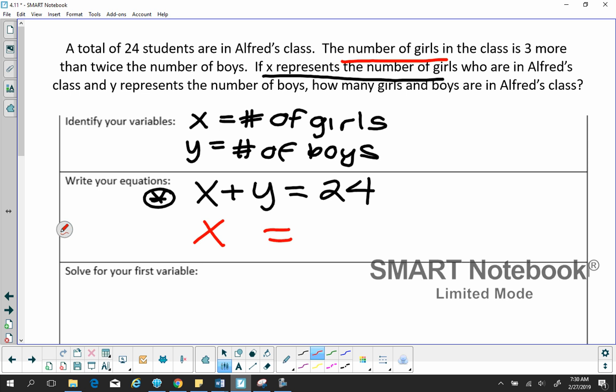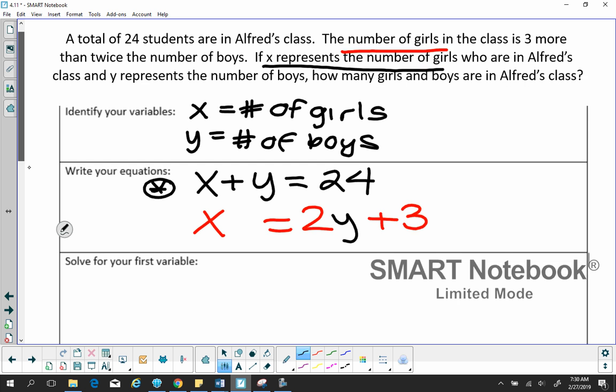If I have $3 more brain bucks than Kamari, how do I figure that out? Do I multiply? Add, right? I have 3 more, so plus 3. Then twice the number. So what is twice? 2, and then my boys is Y. Do you see how we kind of figured that out? So the number of girls, and I know X is girls, is 3 more than twice the number of boys. So those are my 2 equations.